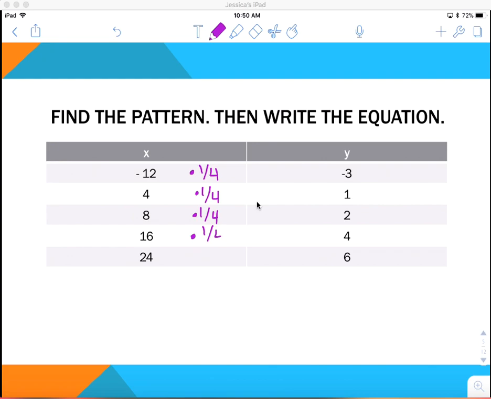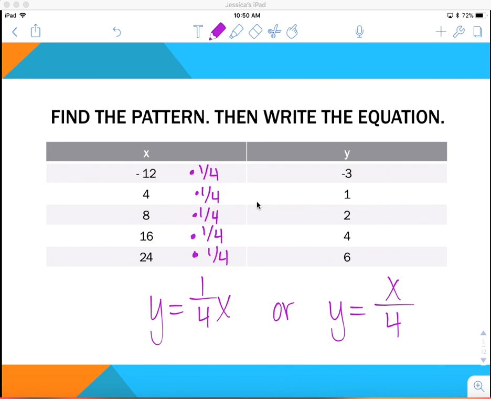16 times 1/4 is 4. 24 times 1/4 is 6. You can write this two different ways. You can write this as 1/4 x, or you can write this as x over 4, x divided by 4. Those mean the same thing.